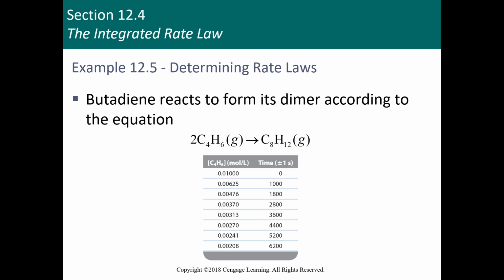All right, so let's go ahead and determine some rate laws here. Butadiene reacts to form its dimer according to this equation right here. And so that's butadiene right there reacting to form the dimer. We have our concentrations right here. So this is our concentration. You'll notice it's disappearing over time. And this is our time right there.